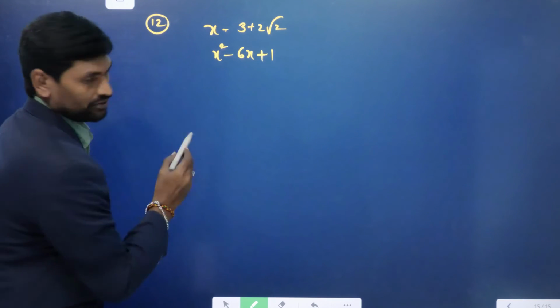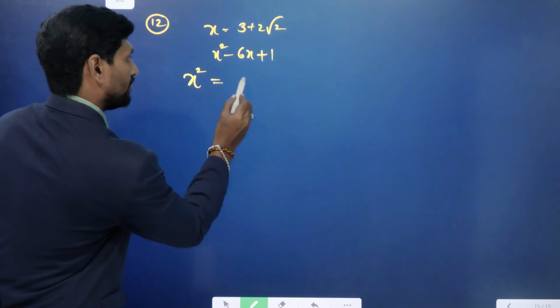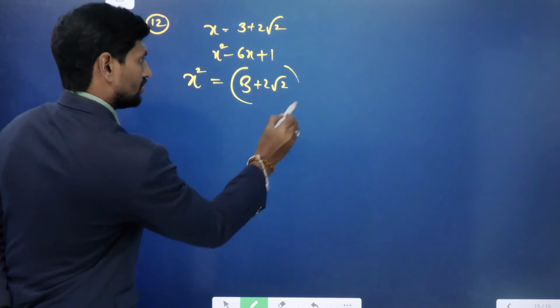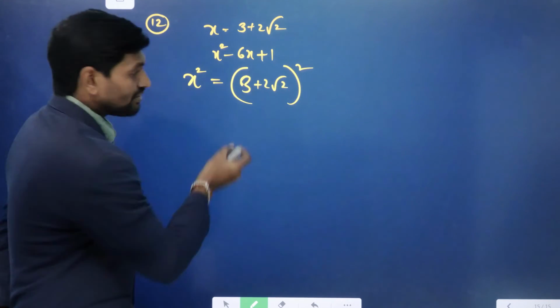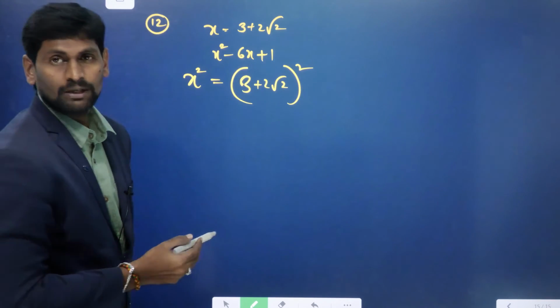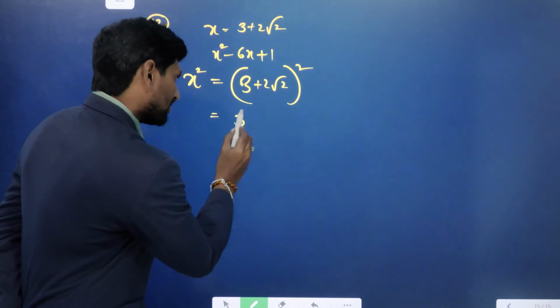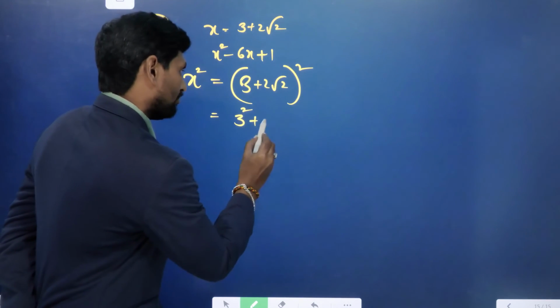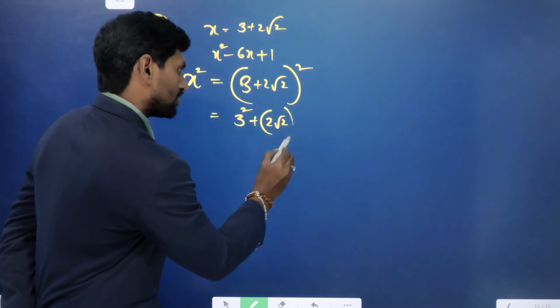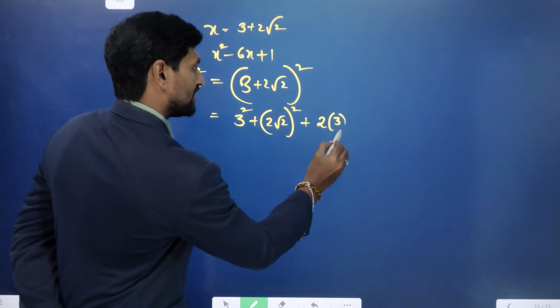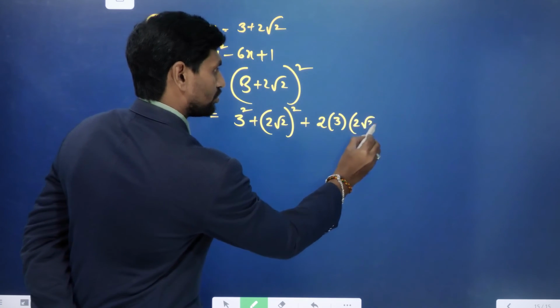Let us find x square value. X square means 3 plus 2 root 2 whole square. So it is in the form of (a plus b) whole square formula. (a plus b) whole square is a square plus b square plus 2ab. A square value is 3 square, b square value is 2 root 2 whole square, plus 2ab: 2 into a value 3, b value 2 root 2.